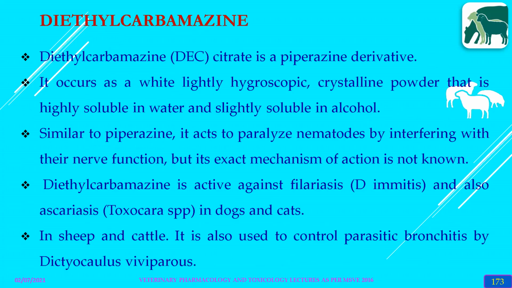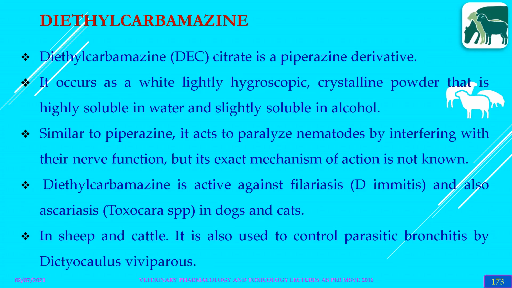Diethylcarbamazine citrate is a piperazine derivative, and it occurs as a white, slightly hygroscopic crystalline powder that is highly soluble in water and slightly soluble in alcohol. Similar to piperazine, it paralyzes the worms, but the exact mechanism of how it acts on the worm is not yet understood, even after so many years of use of DEC.